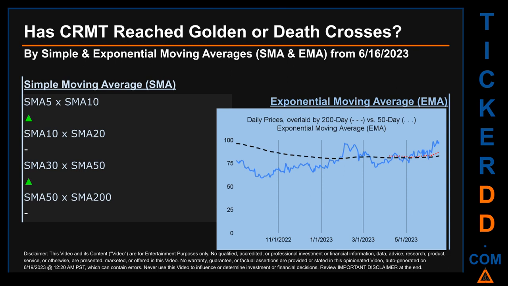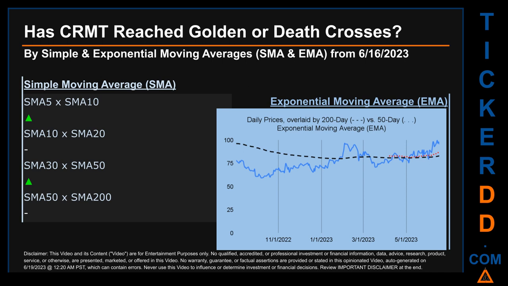Has CRMT price reached golden or death crosses? Golden cross and death cross are basic signals that compare average prices across two specified trade day ranges, a short-term versus a long-term range. For example, 5-day versus 10 trade days. Essentially, a golden cross is a bullish signal. It appears when a ticker's short-term moving average crosses above its long-term average. Vice versa, a death cross is a bearish signal when the short-term crosses below its long-term moving average.